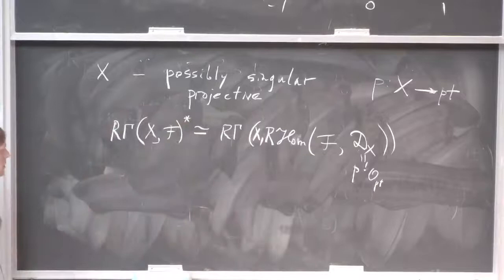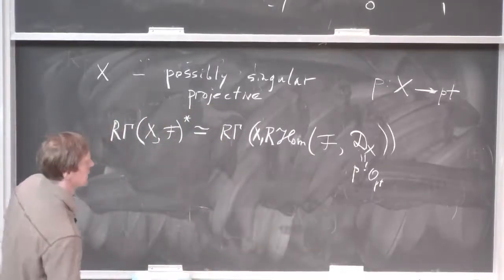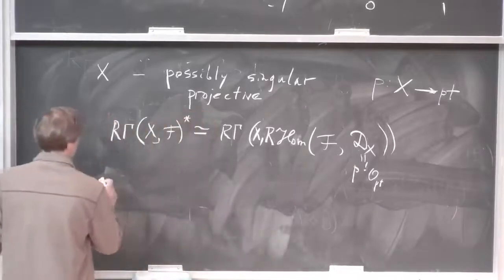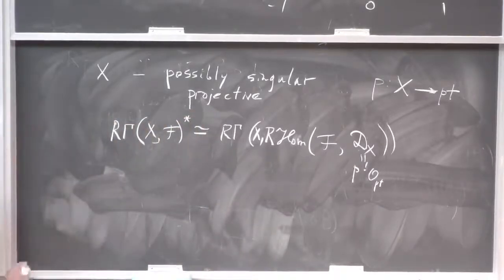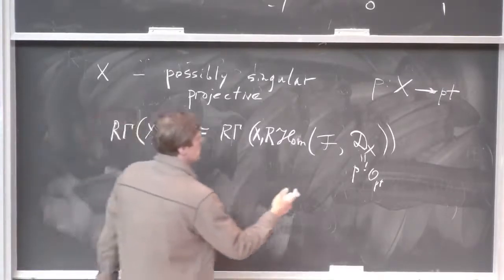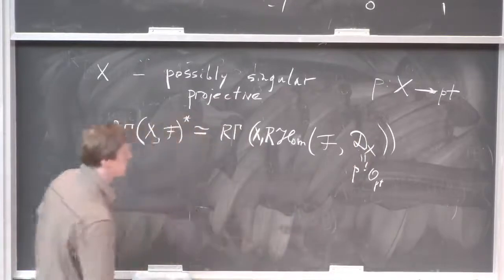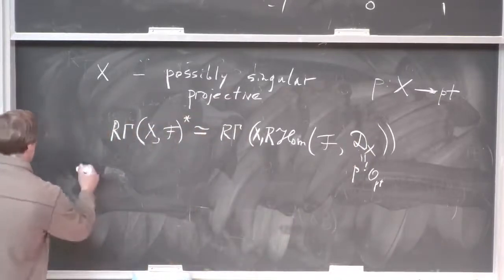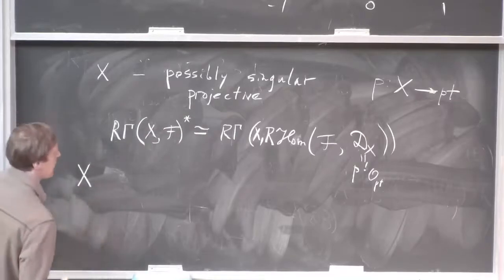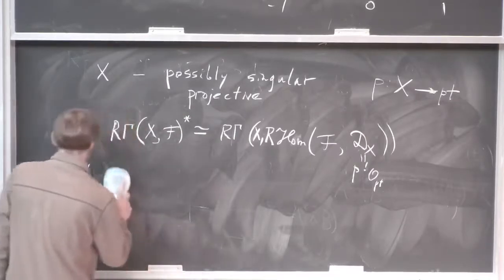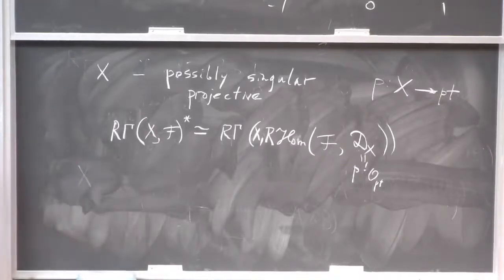So in general, this is a complex. If X is smooth, then this will be what we had before. But it turns out that there is a lot of interesting connection between singularities of X and the structure of this complex. So for example, one known case. Yes, and also there are ways of computing it.